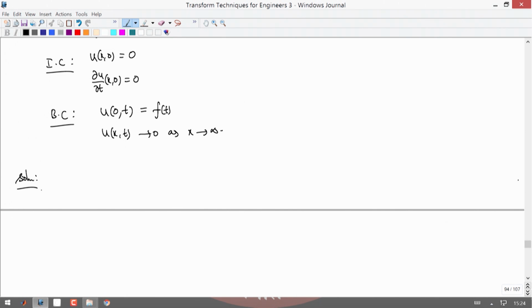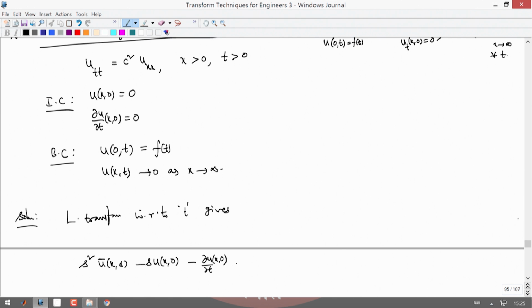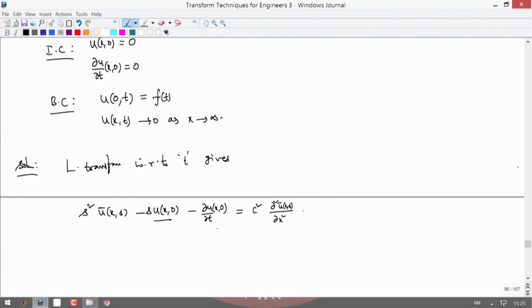So, the solution as usual, because it is a quarter plane problem, we apply the Laplace transform. What is the equation becoming? If you apply it to u_tt with respect to t, it gives s squared u bar of (x, s) minus u at (x, 0) minus s times du/dt at (x, 0). This is equal to c squared times d squared u bar of (x, s) by dx squared. Here u of (x, 0) is 0 and du/dt is also 0, by the initial conditions. Use the initial conditions to make these 0.